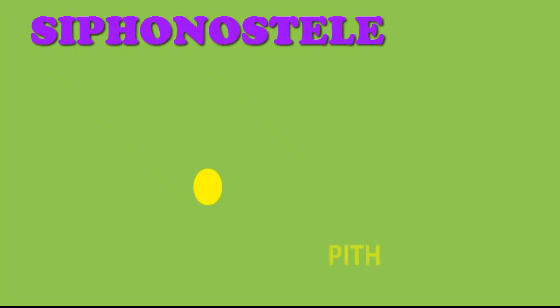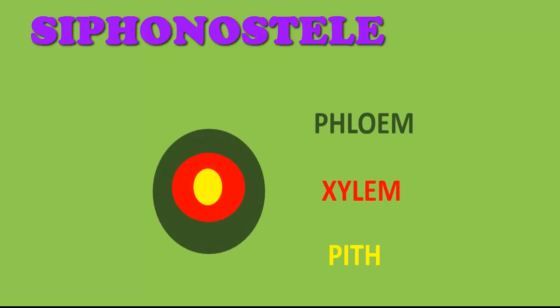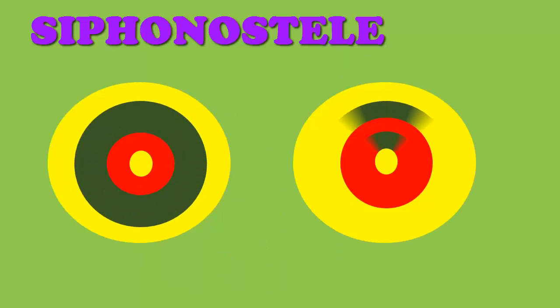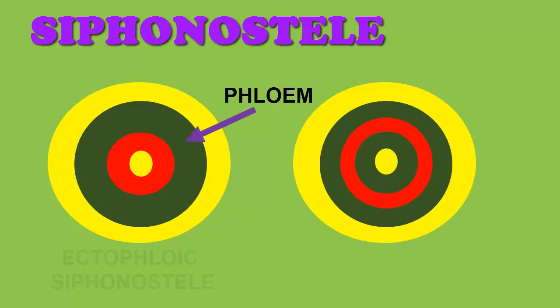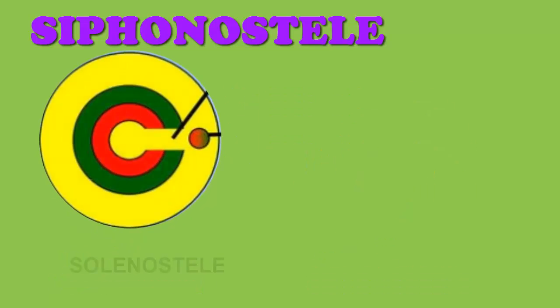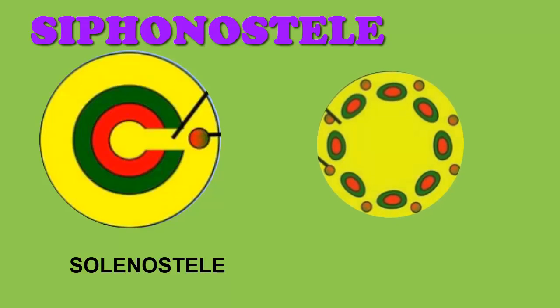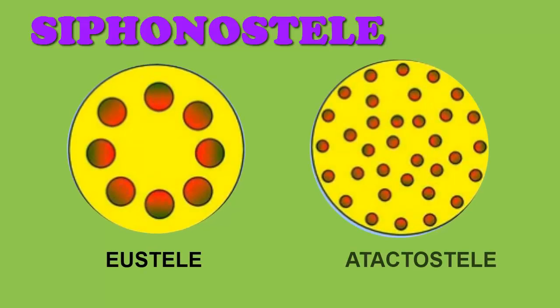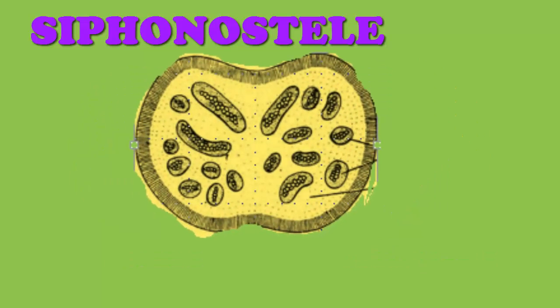Now siphonostele, in which xylem is surrounded by phloem with pith at the center. Siphonostele includes mainly 6 types: ectophloic siphonostele, amphiphloic siphonostele, solenostele, dictyostele, eustele, atactostele, polycyclic stele.